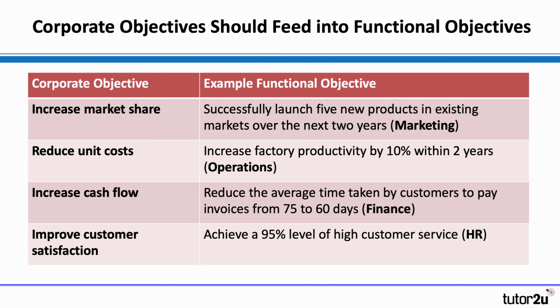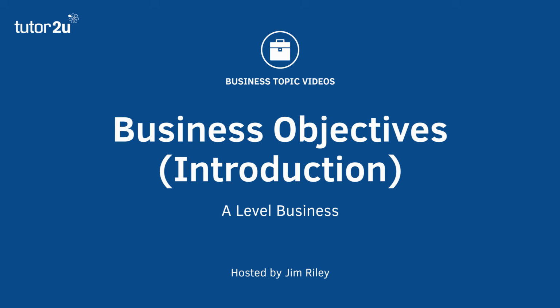How might we then try to ensure that the functional areas are operating in a way that's consistent with that objective? Well, one area may be to look at improving operational productivity. So the operations department might be set one or two specific objectives which are designed to improve, or in this case, reduce unit costs. There we go. That's just a very brief introduction to the concept of business or corporate objectives.